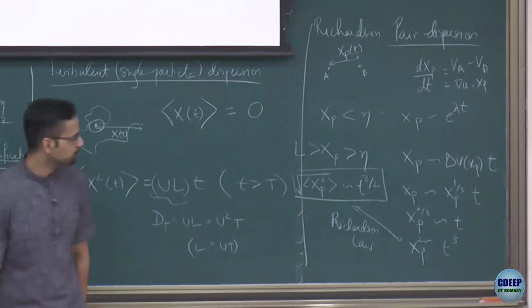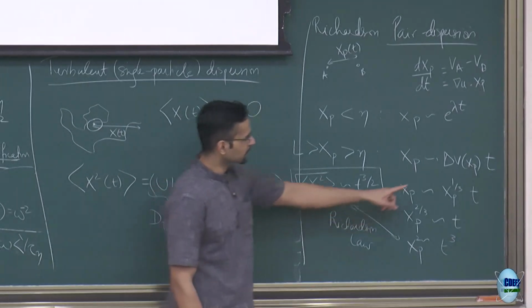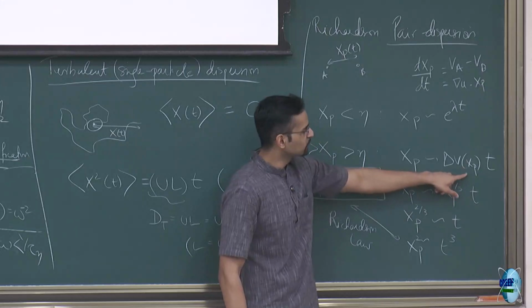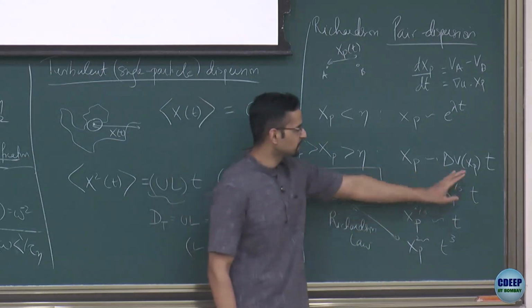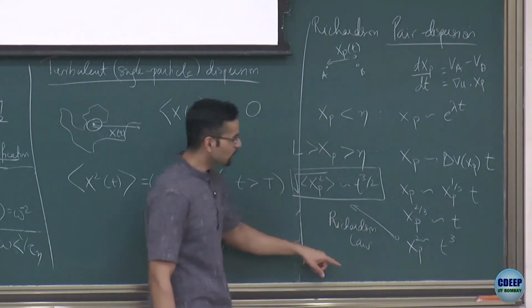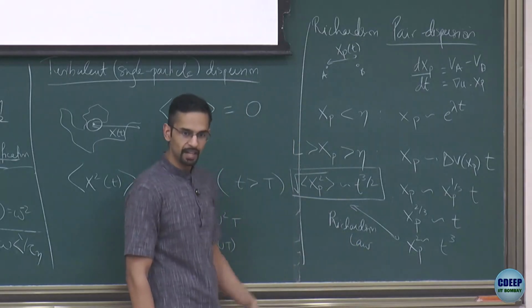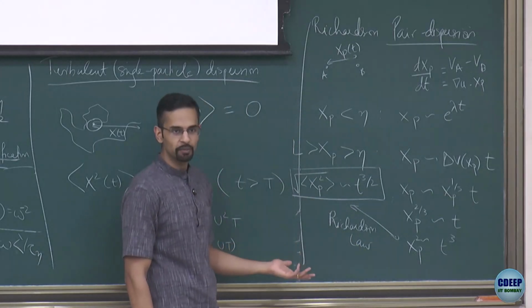Okay, and then finally, I should rephrase what I said. It's not that it's uncorrelated. I'm comparing it to, as I said, ballistic motion. If the velocity difference were constant, then you would have x square going like t square. We'll now come to the case, what if this velocity difference were completely uncorrelated? Then I would get, again, diffusive behavior.